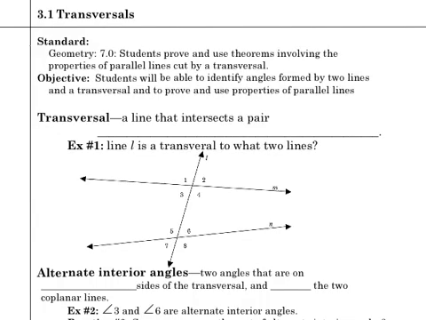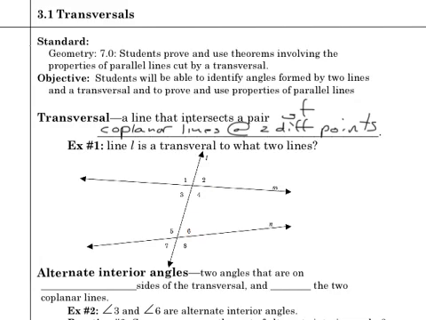Alright, 3-1, transversals. A transversal is a line that intersects a pair of coplanar lines at two different points. So here, I have a transversal. It intersects these two lines at two different points, and it creates all these angles.